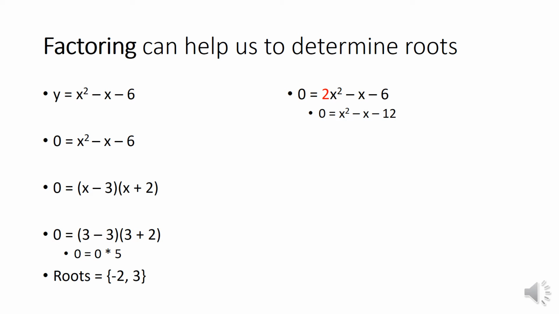Now we just use our normal factoring method like we just did to the left, and we'll get 0 is equal to x minus 4 times x plus 3. Now we can't forget about that 2 that we multiplied to the back to begin with, so we're going to take that into account. So now we have x minus 4 divided by 2 times x plus 3 divided by 2.